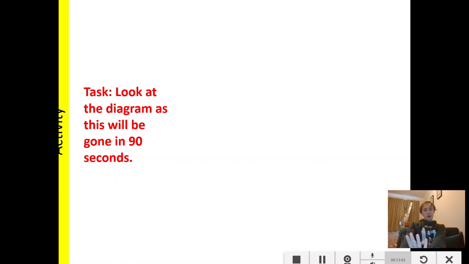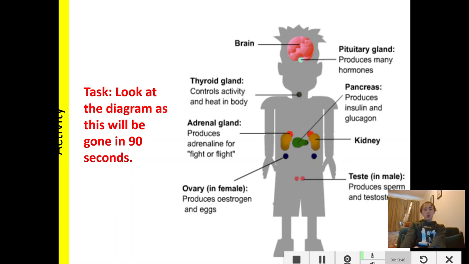But this is a diagram we have to know pretty much off by heart. I'm not so worried about what each gland does at this point as I am in knowing where each gland is. We will go into what each gland does. Each one has its own lesson. So we're going to have a whole lesson on the thyroid, a whole lesson on the pancreas, a whole lesson on the adrenal gland, for instance. But I would like you to know where each bit is.